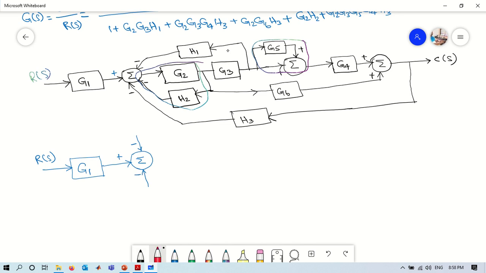Just a small notation: whatever blocks I'm transforming, I'm highlighting with a different color. So if I want to simplify this feedback loop, I'll get G2 divided by 1 plus G2H2.